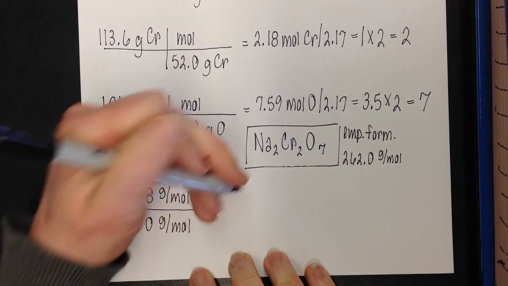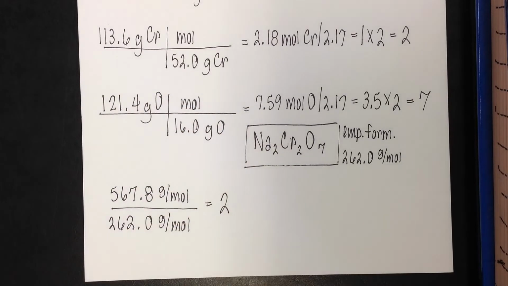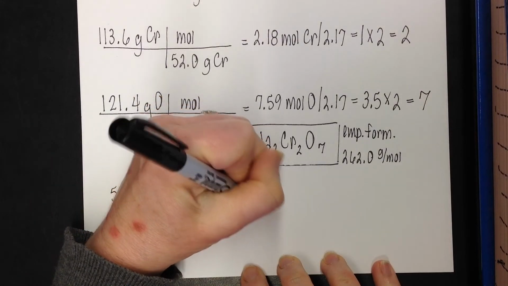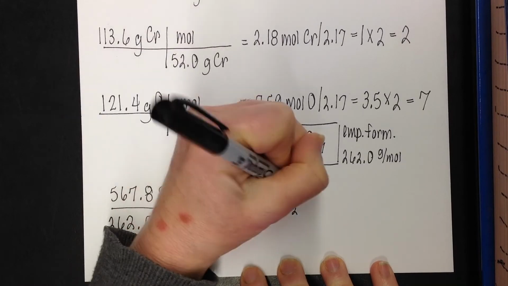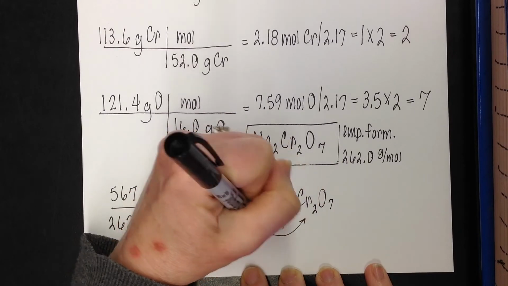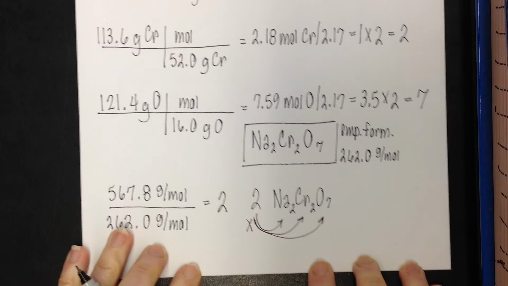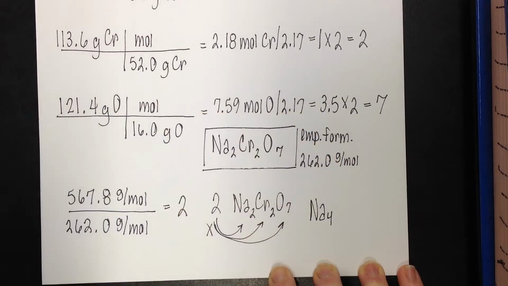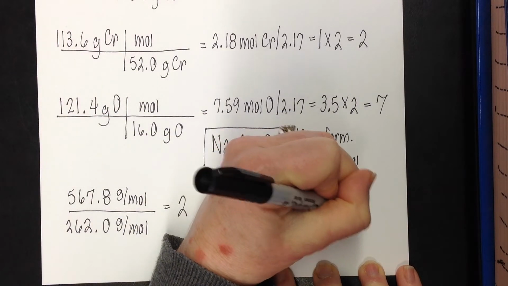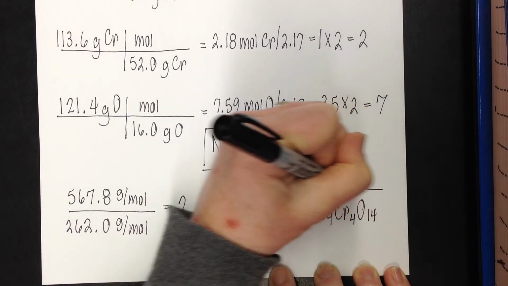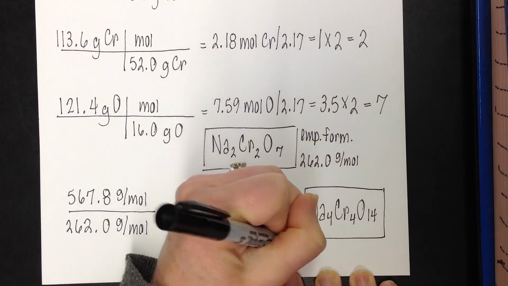So I get about 2 when I divide, and we're going to take that 2 and multiply it here, here, and here. So I'll just show that. Here was my empirical formula. 2 gets multiplied here, here, and here. And that gives me a molecular formula of Na4Cr4O14. And that is the molecular formula.